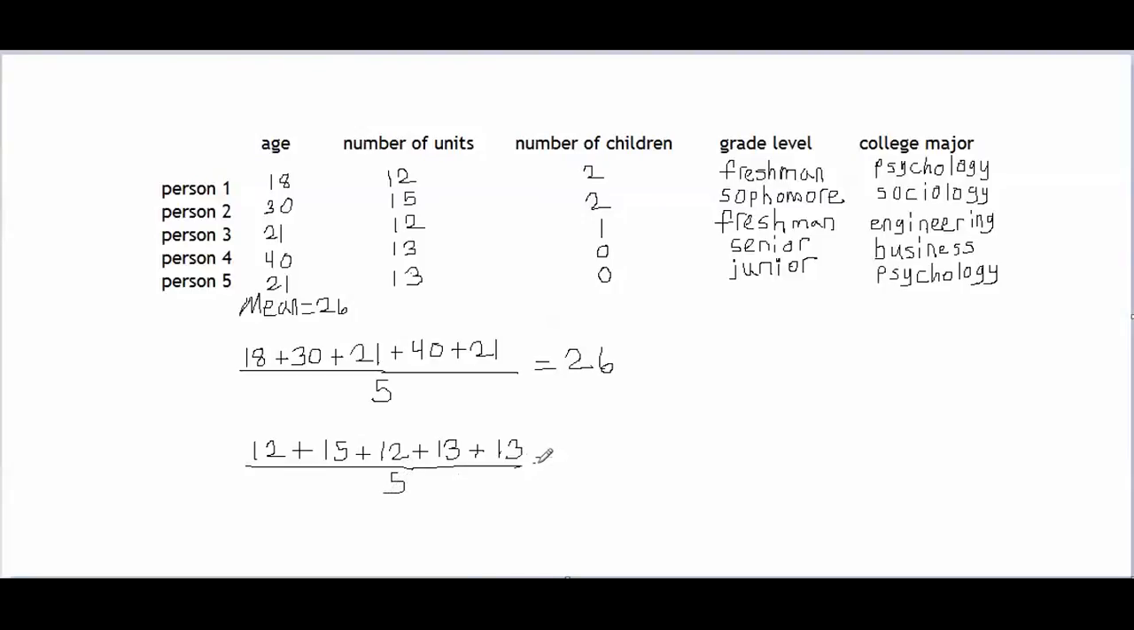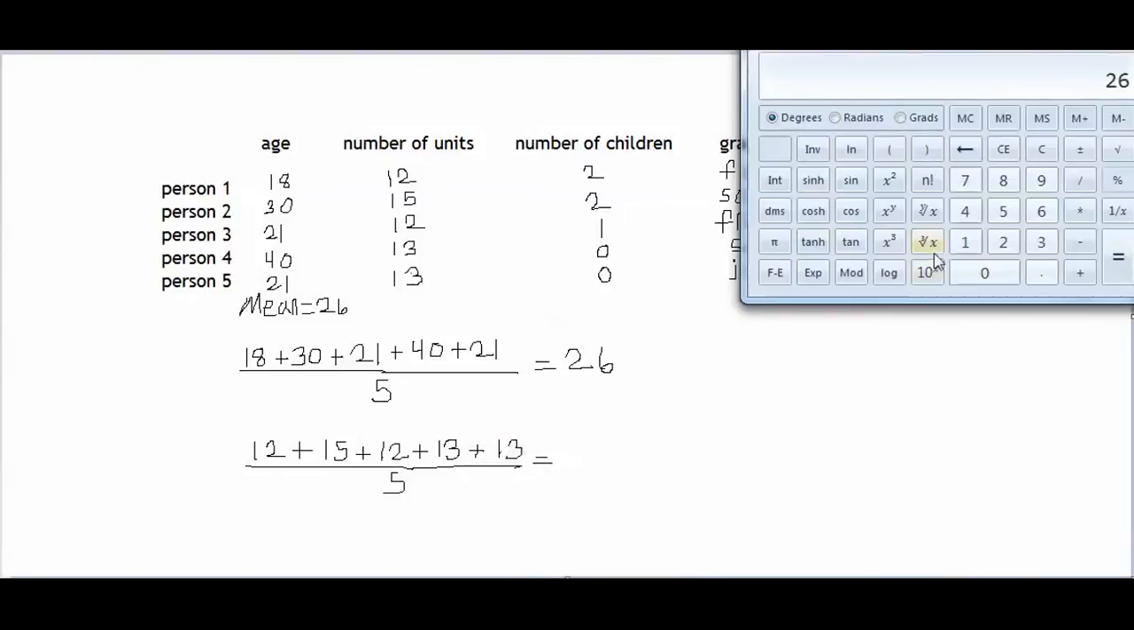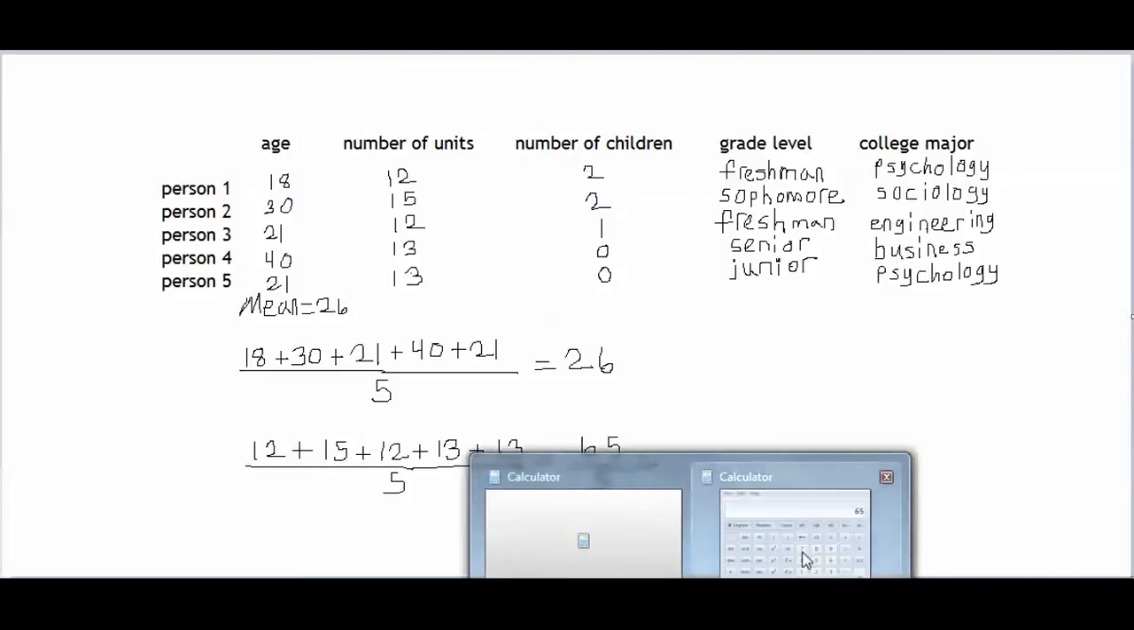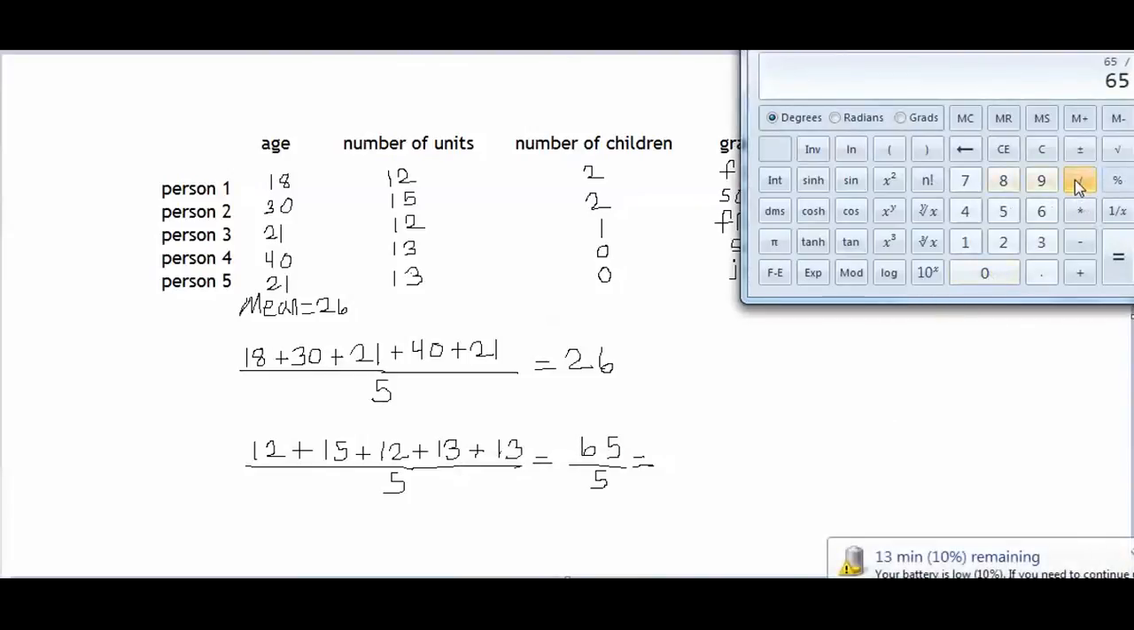Let's find out what the total equals. The total is 65. And 65 divided by 5 is 13.